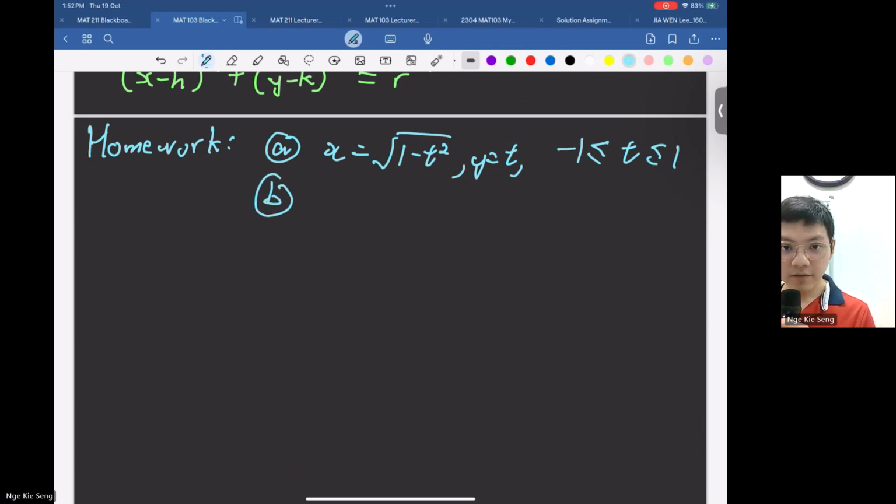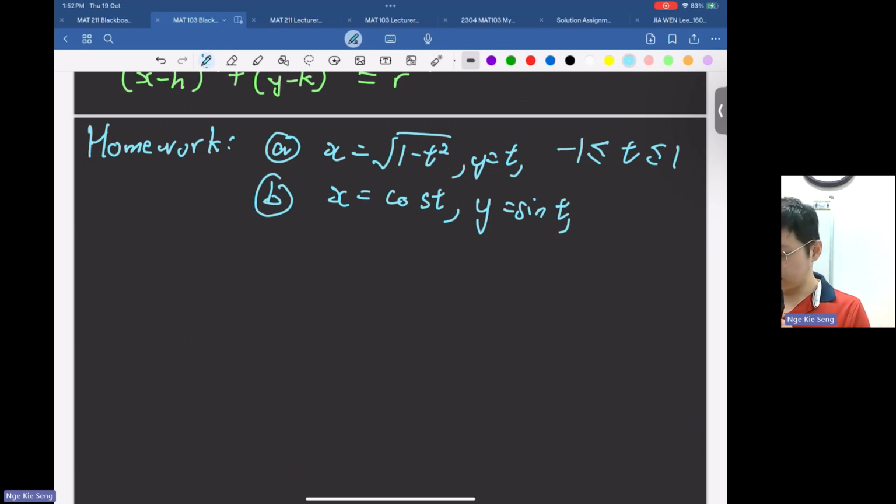And then if I have another parametric equation, okay, actually they are the same thing. Actually, we can briefly discuss what is going on here. Okay, let's briefly discuss what is going on here.